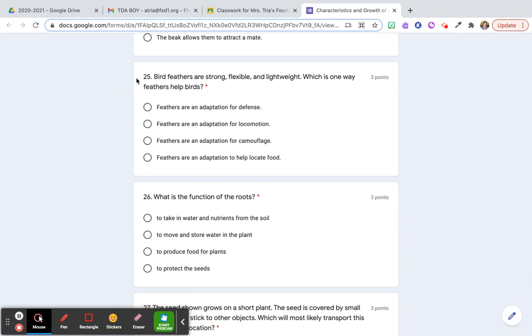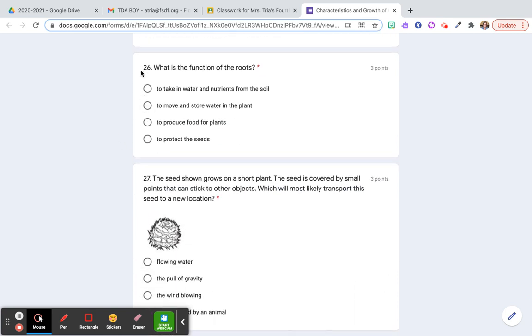Number 25. Bird feathers are strong, flexible, and lightweight, which is one way feathers help birds. Feathers are an adaptation for defense. Feathers are an adaptation for locomotion. Feathers are an adaptation for camouflage. Or feathers are an adaptation to help locate food.